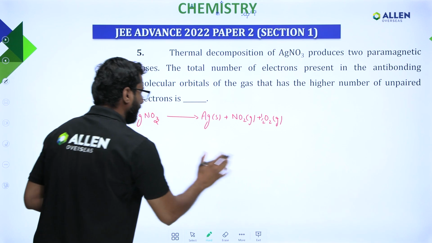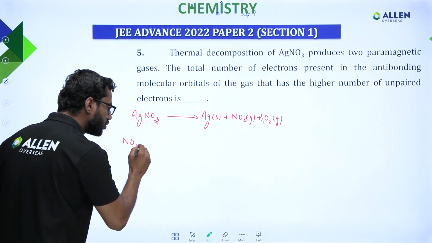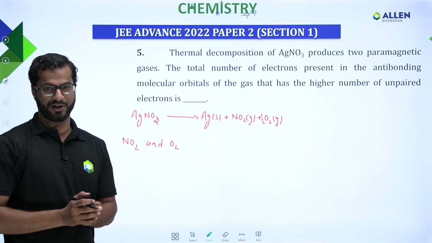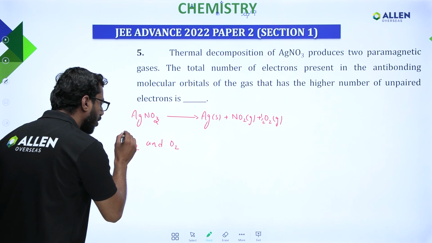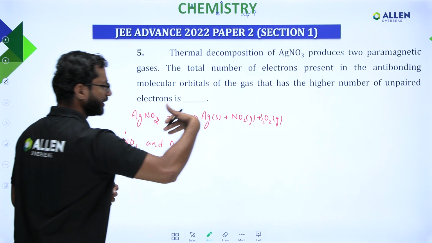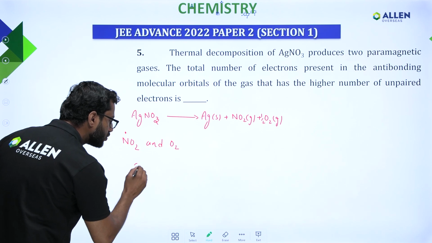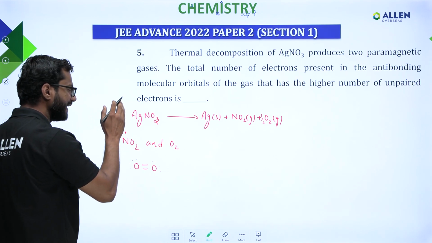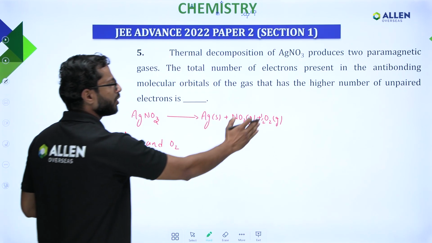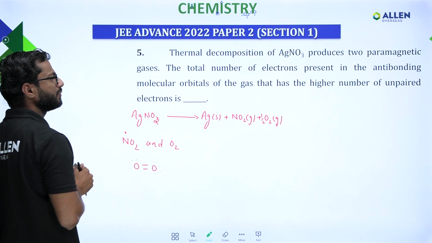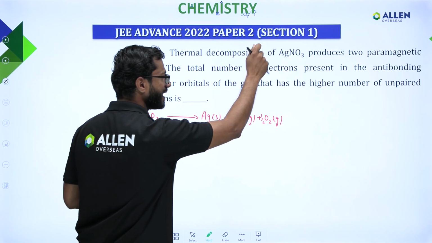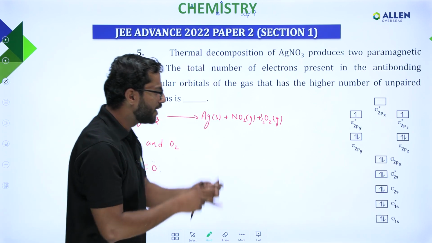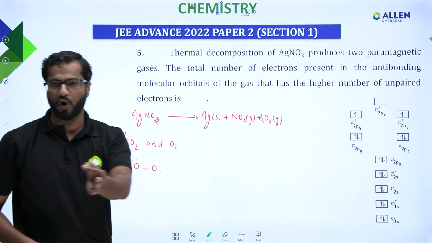As we are very familiar with the nature of NO2 and oxygen, both are paramagnetic in nature. But NO2 contains only a single unpaired electron, whereas the O2 molecule contains a greater number of unpaired electrons than NO2. So the total number of electrons present in the antibonding molecular orbitals of the gas that has the higher number of unpaired electrons is, and this one is the molecular orbital diagram of the O2 molecule.